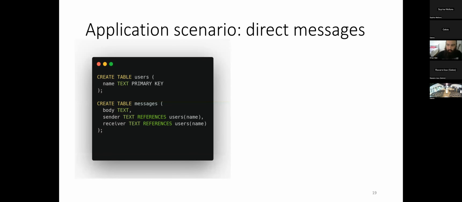Here's a look at a typical application scenario that has users whose information is stored in the users table, send direct messages to each other, and the messages are stored in the messages table. Importantly, note that every message has two foreign keys that point to its sender and its receiver.